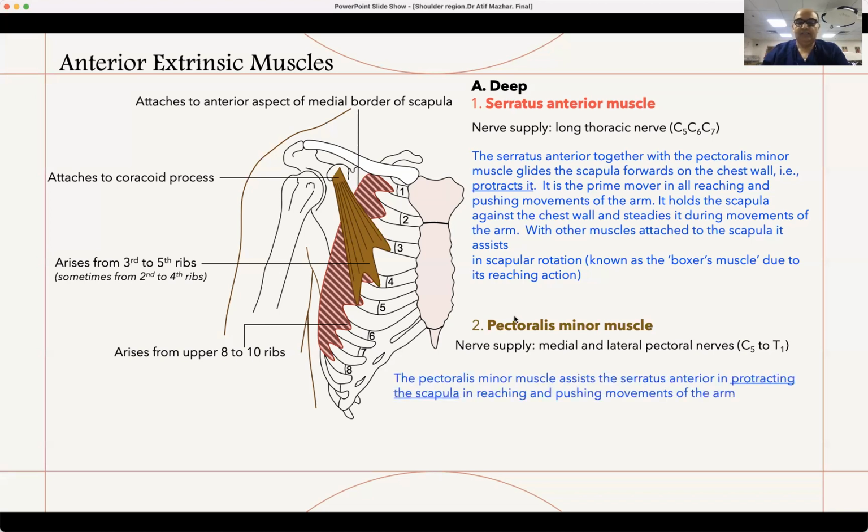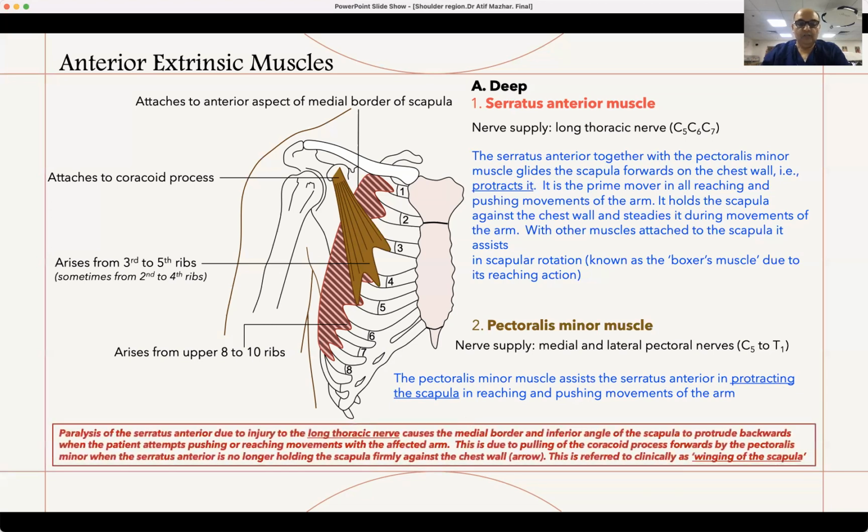That's not rocket science. Pectoralis minor muscle, as we have said already, assists the serratus anterior in protracting the scapulae. That is fine. Now, what is this red line? Red box. It's talking about long thoracic nerve, winging of scapula. What's that? As you know, this muscle is attached to the inner aspect of my scapula. So it steadies, it keeps the scapula adherent with my chest wall.